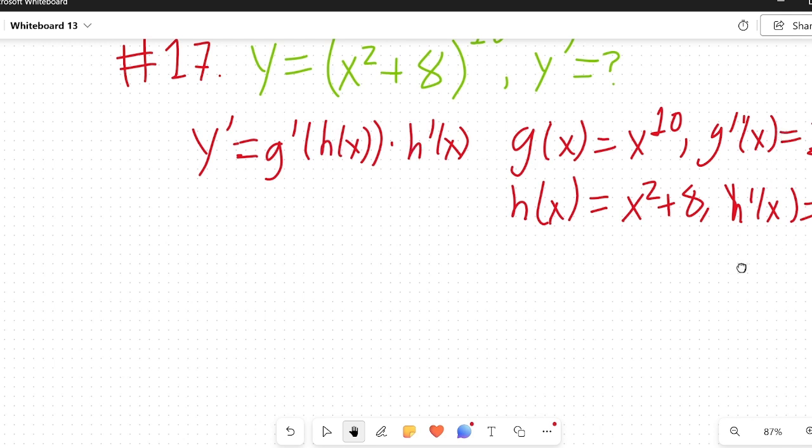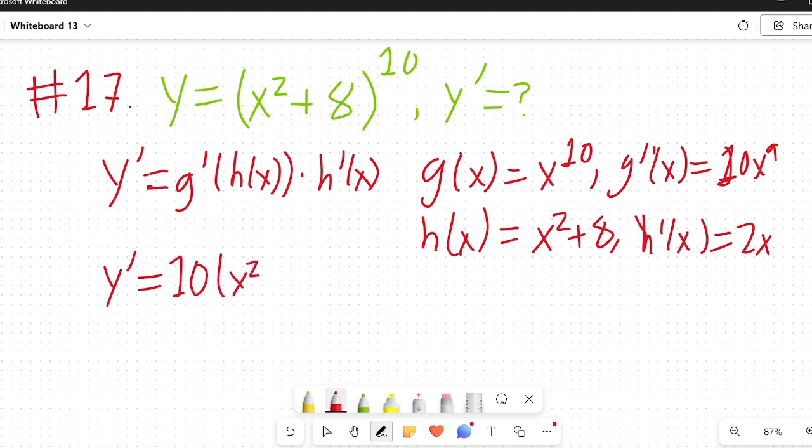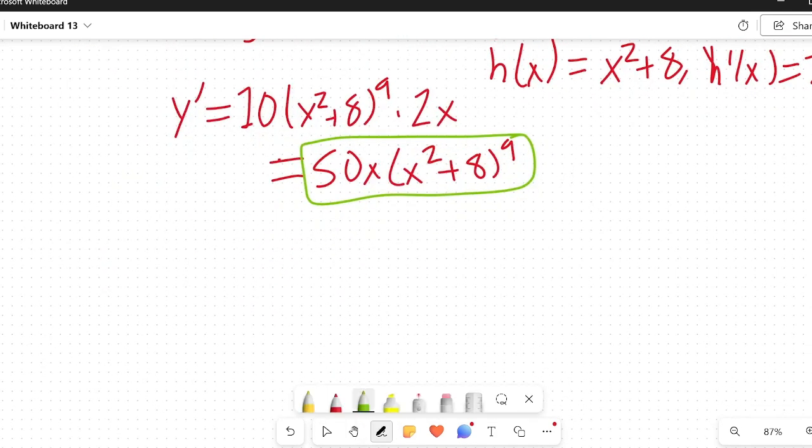So g prime equals 10 times x to the 9th. If we plug in h of x, which is x squared plus 8, y prime is going to be equal to 10 times x squared plus 8 to the 9th, multiplied by h prime of x, which is 2x. So we can simplify this to 20x times x squared plus 8 to the 9th, something like so. Now let's do another problem.